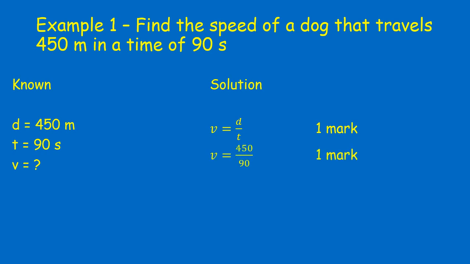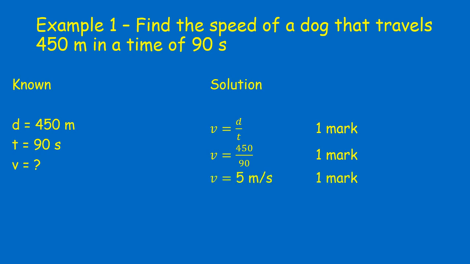Underneath that, what you would next do is put in the same thing, except you change the letters and turn them into numbers. So your d becomes 450, your t becomes 90. That gets you another mark. You just write it down. And then finally, after that, you get your calculator out and you work out what the actual answer is. And of course it's 5.